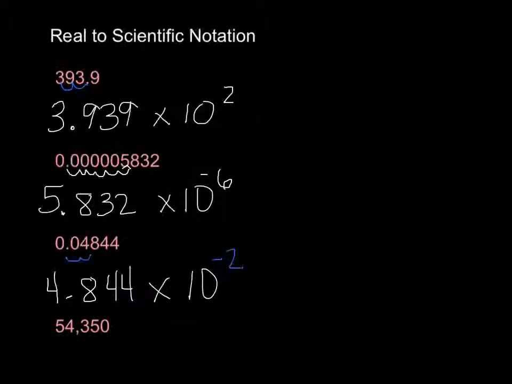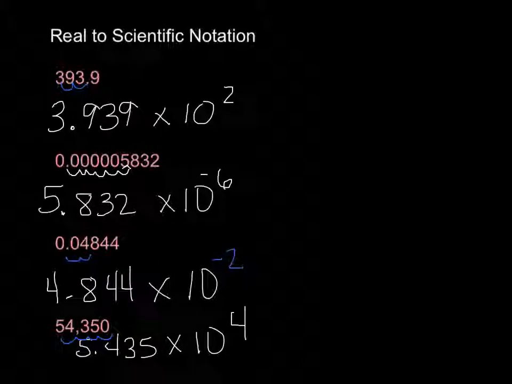Last problem, 54,350. What's your first non-zero digit? 5. So 5.435 times 10 to the 4th power. Is it positive or negative? Positive.